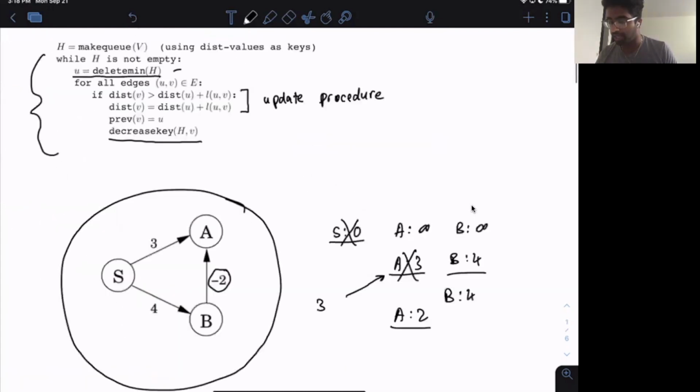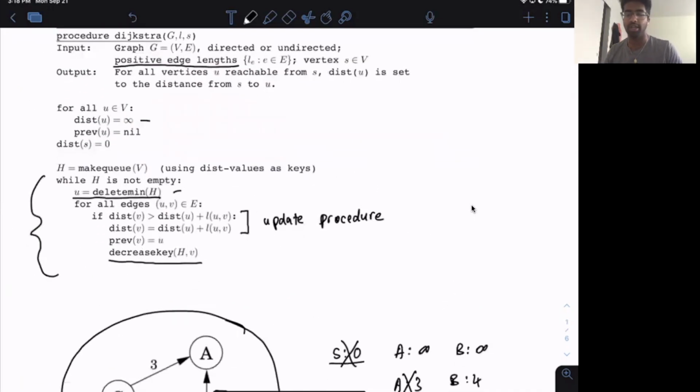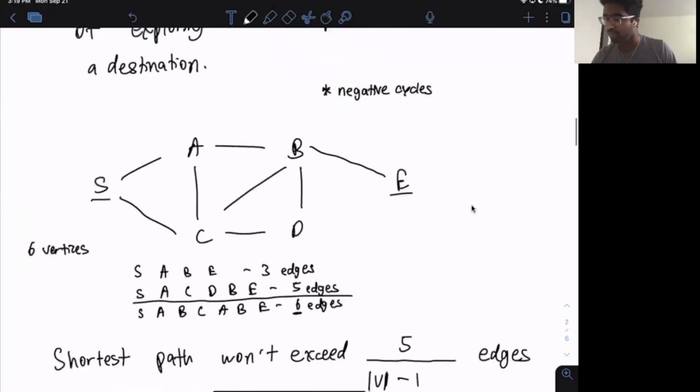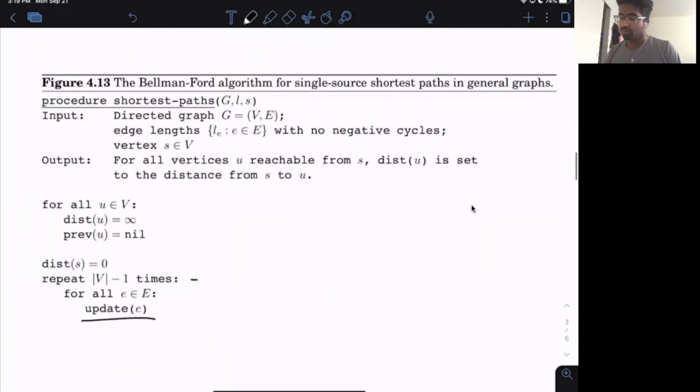The update operation I went over earlier, we do that exact same update operation in Dijkstra's. It's basically looking at how long it takes to get to this node, and comparing it to how long it takes to get to another node plus the edge length between those two. See which one's shorter and update accordingly, right? And that's pretty much all Bellman-Ford does.